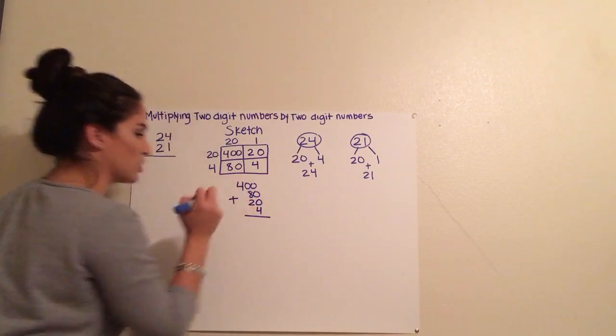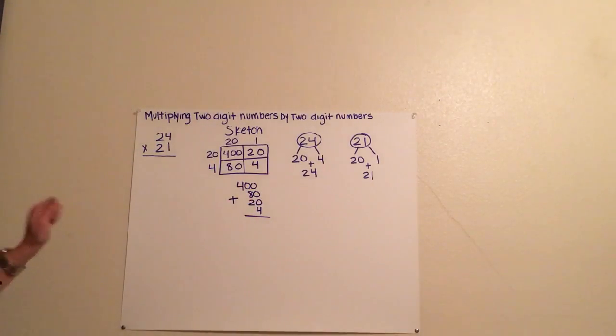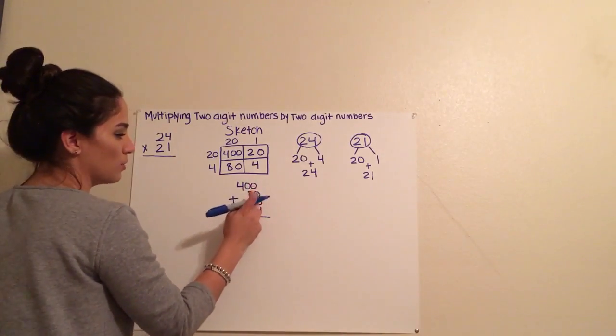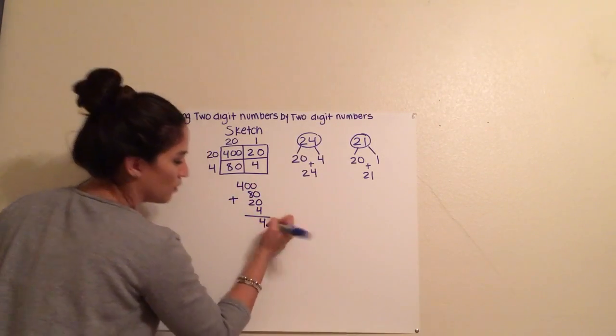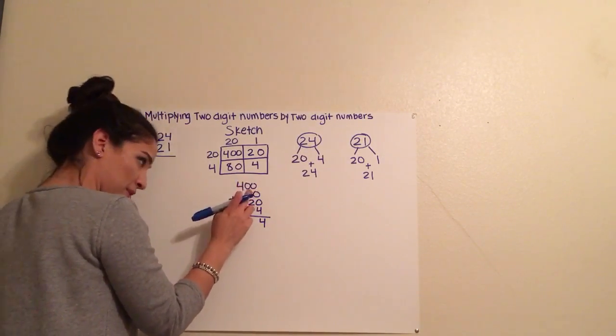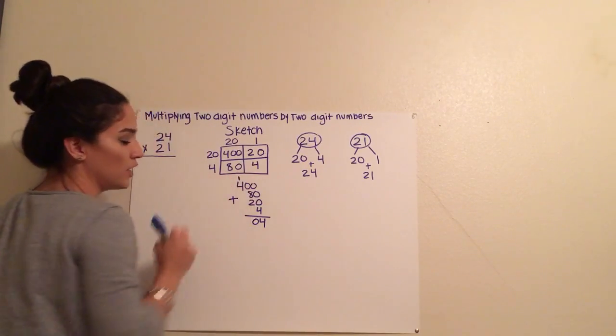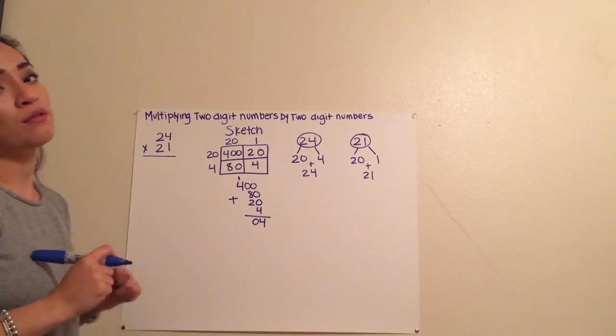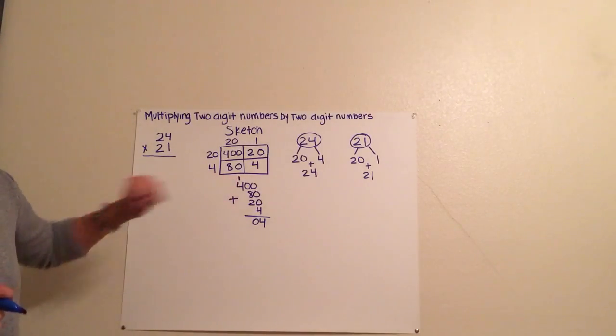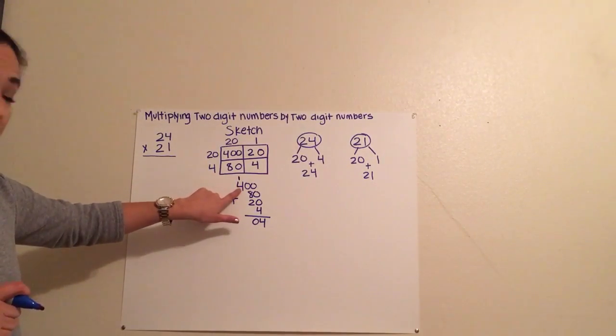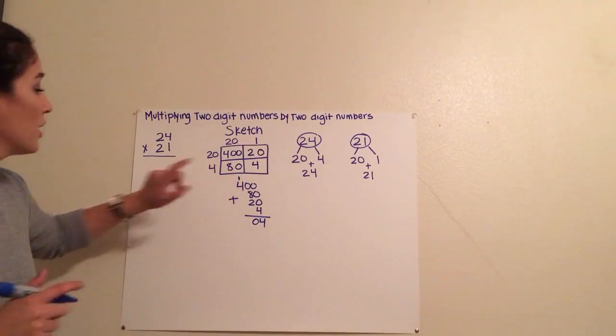Now I want the students to add them together. So when we add 0 plus 0 plus 0 plus 4, we end up with a 4. When we add 0 plus 8 plus 2, we end up with a 10. We carry the 1 over here. Remember, we have to be very careful to see if we're carrying numbers. So 4 plus the 1 that I have over here is 5.